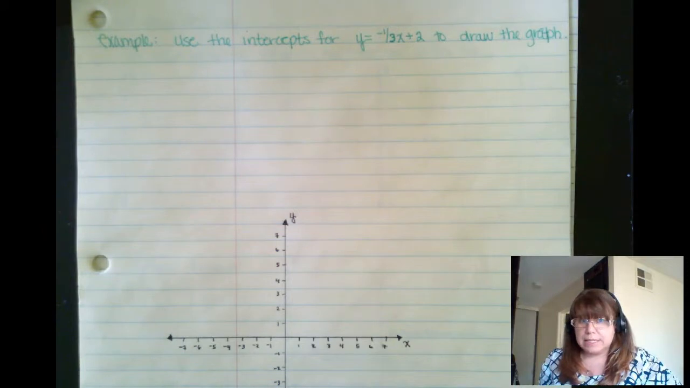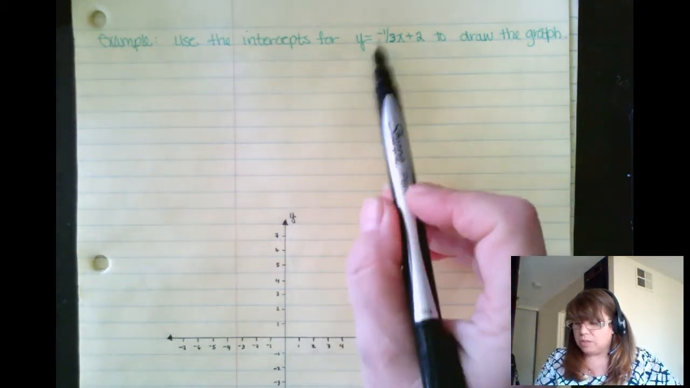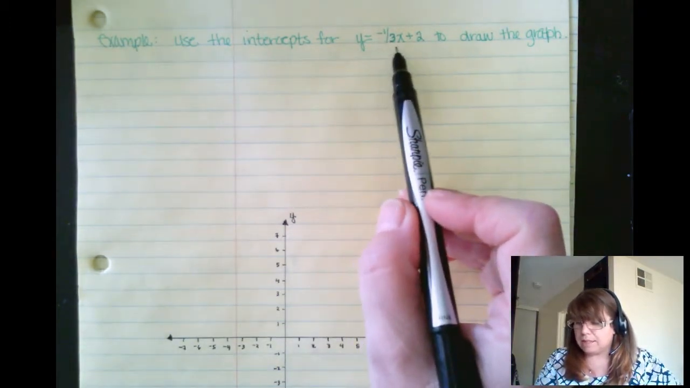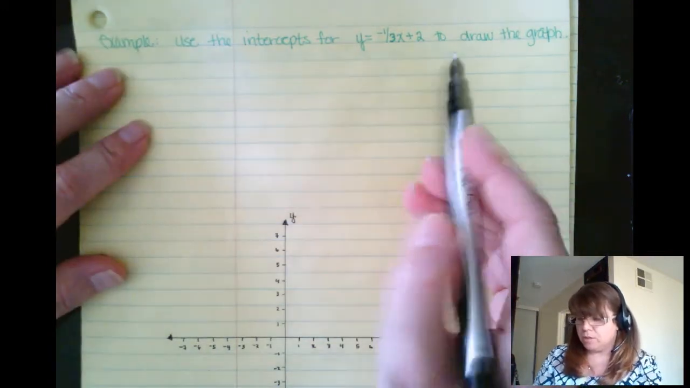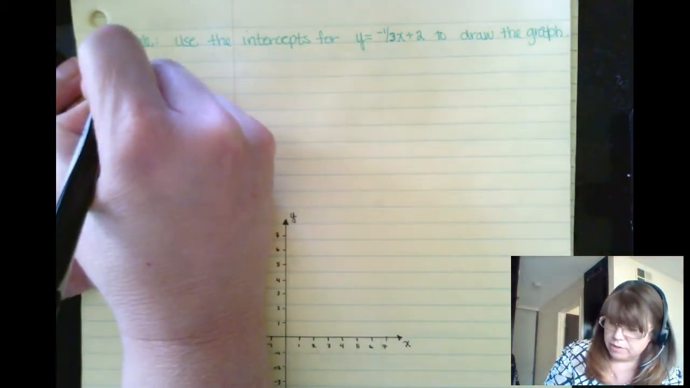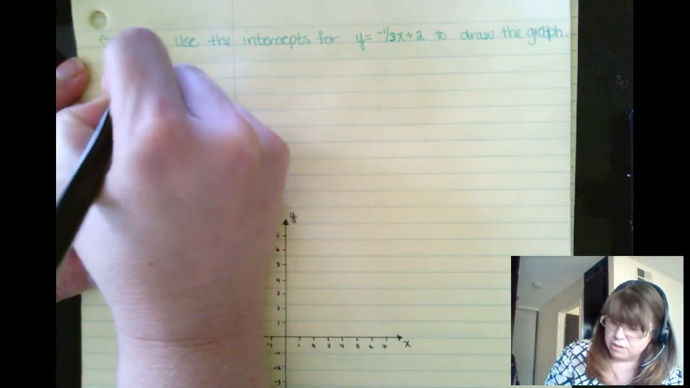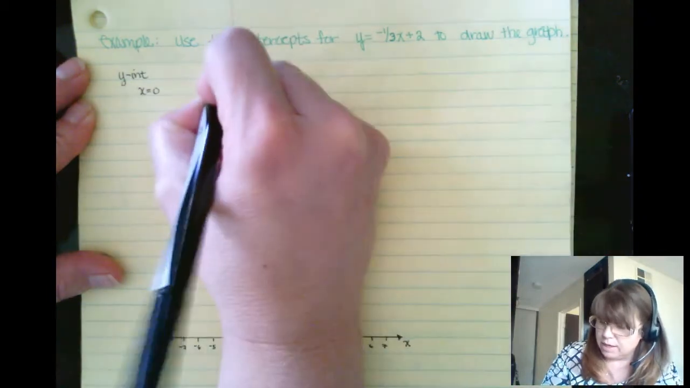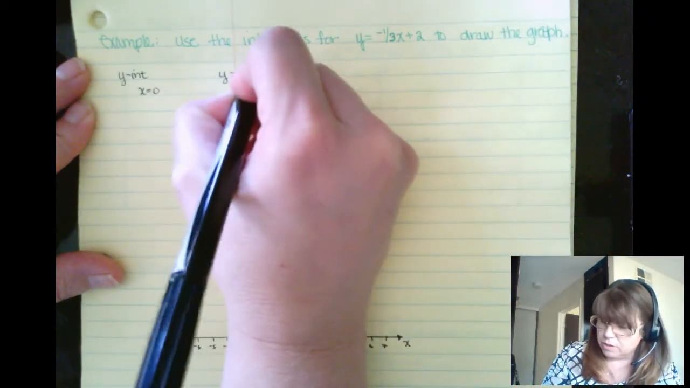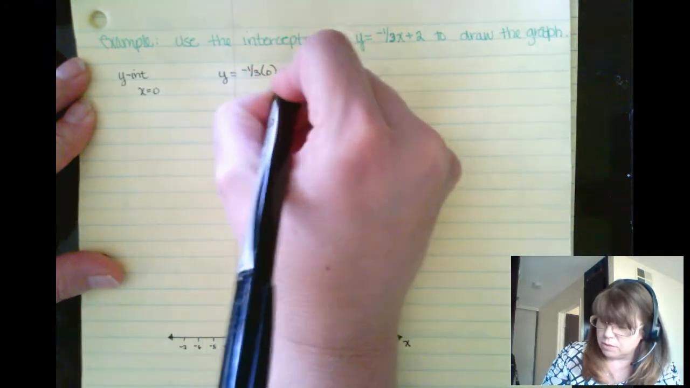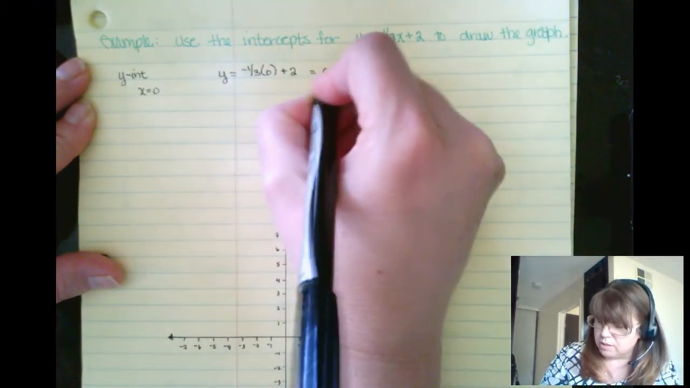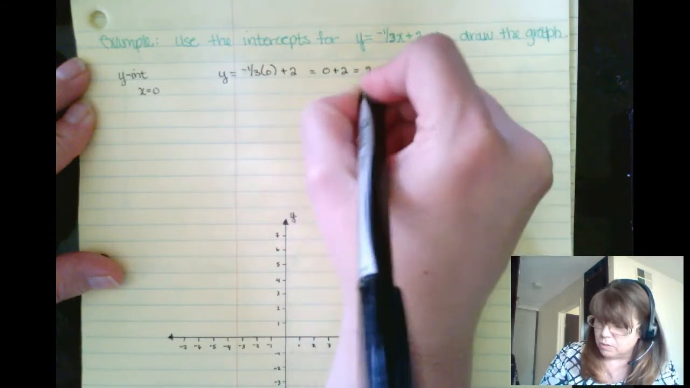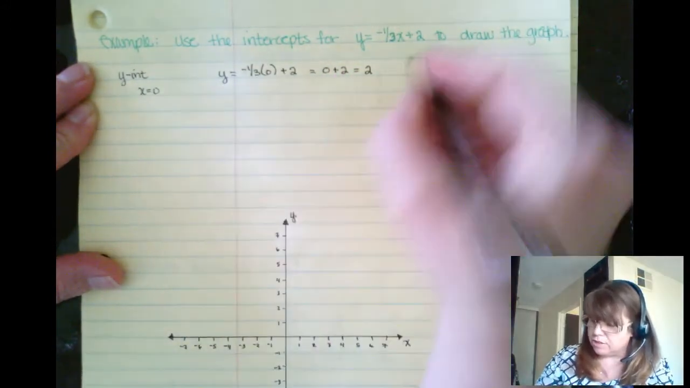Now let's work through another example from start to finish. Using our intercepts, we want to draw the graph for our equation, y equals -1/3 x plus 2. I think the easiest one to find first is the y-intercept. That's when x is 0. So when x is 0, y equals -1/3 times 0 plus 2, or 0 plus 2, and that equals 2. The y-intercept is 2.